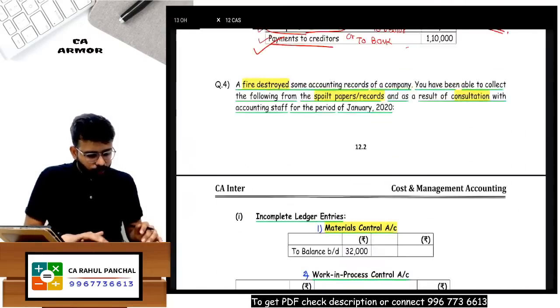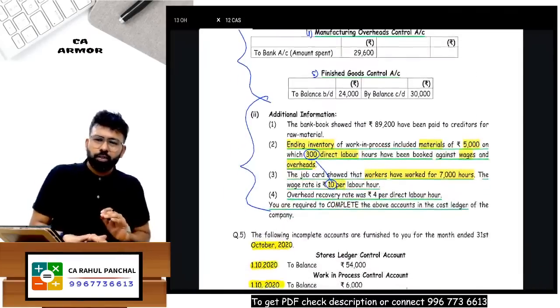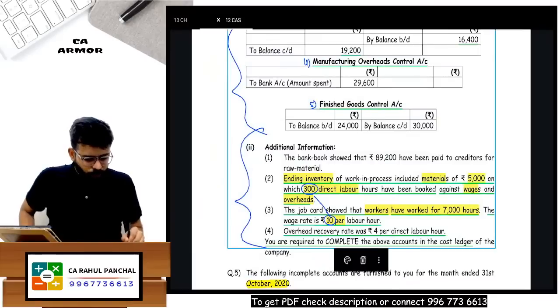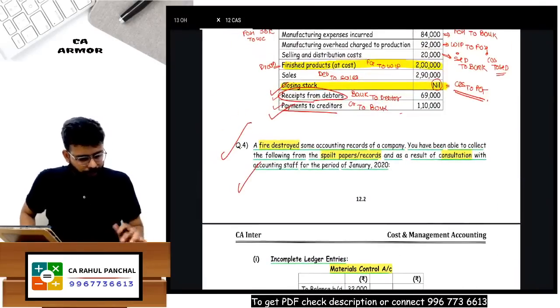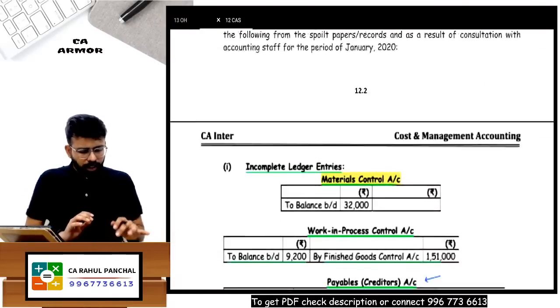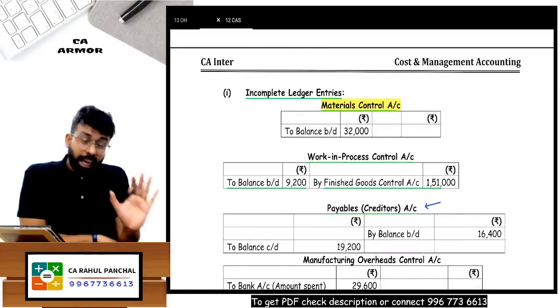Do this one question, question number 4. A fire destroyed some record. That is recommended if possible for you. Just have a look at that and go through that. This question number 4, that is a fire destroyed. That can come for 5 marks. But I highly recommend non-integrated can come for 10 marks.